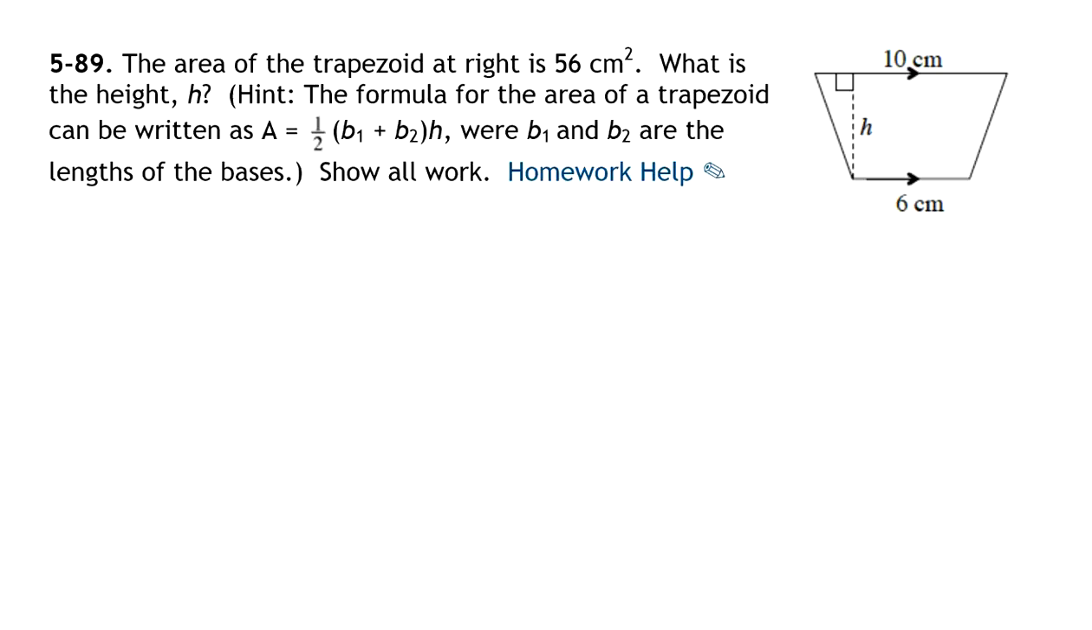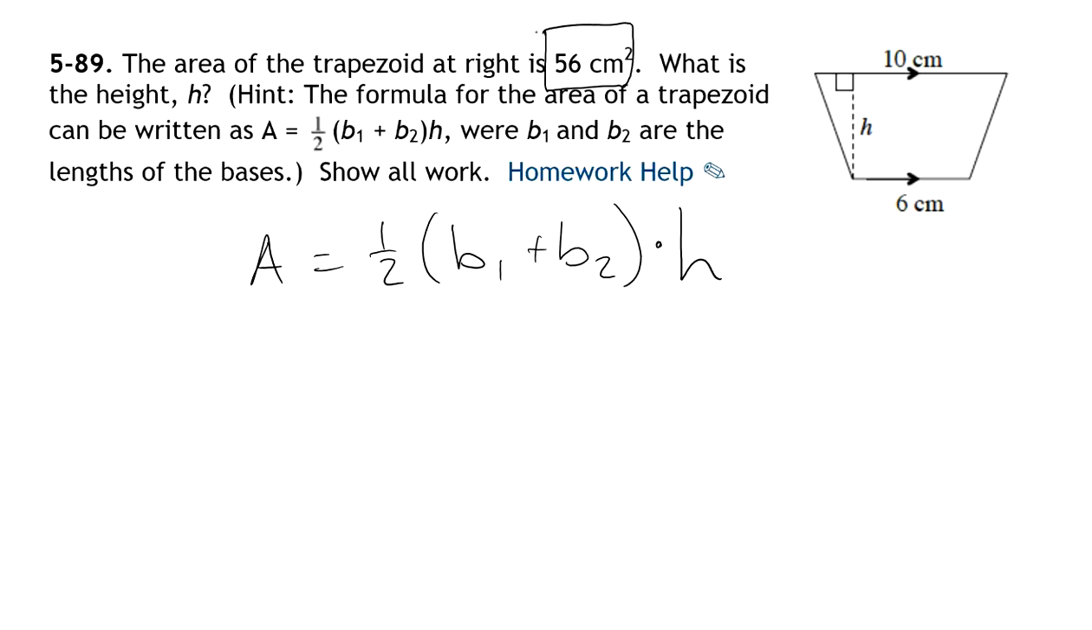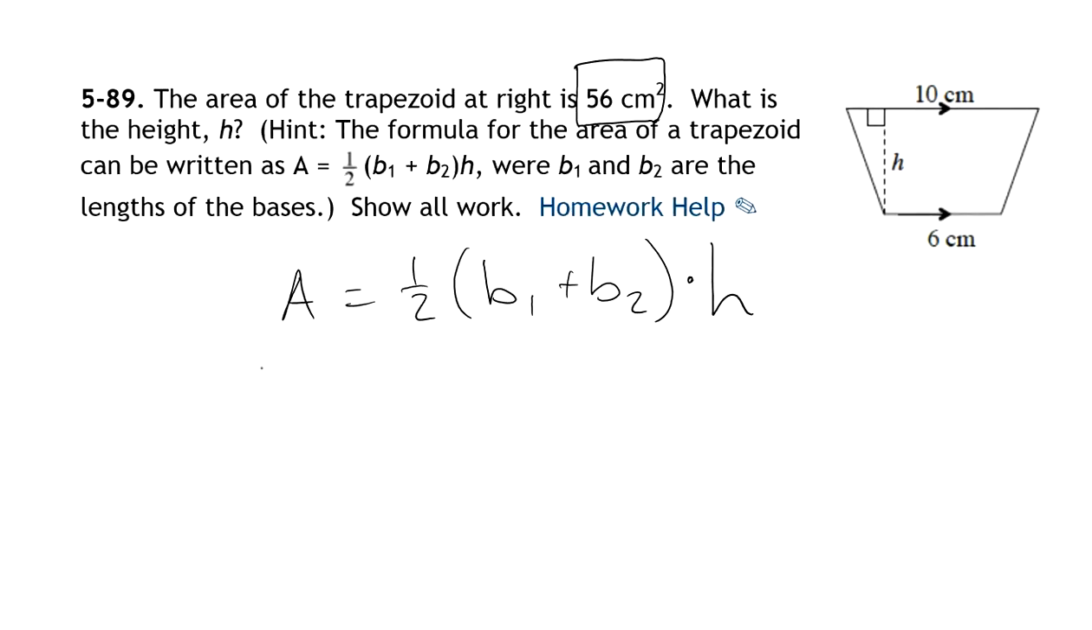So I'm going to start with the formula. Grab the black pen here. The formula is area equals 1/2 times the quantity base 1 plus base 2, in parentheses, and then times the height. So let's go ahead and plug the things that we know into this. We're told the area is 56 square centimeters, so we'll put 56 in for the area. And that equals 1/2 times the two bases.